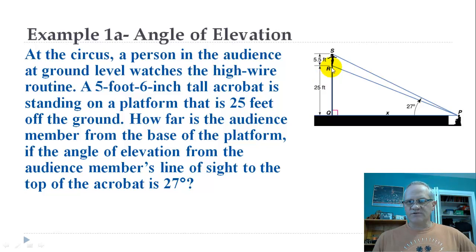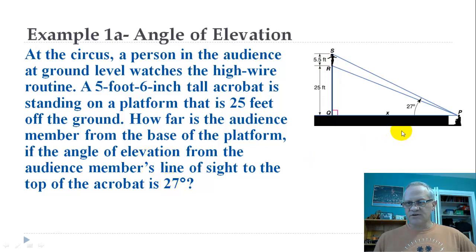5'6" tall acrobat. Now you notice this is 5.5 feet. Why is that? Because 6 inches is half of a foot. So this would be 5.5 feet, not 5.6. So we'll draw that in, write that amount in there. And then it says the line of where is it? Angle of elevation is 27 degrees.